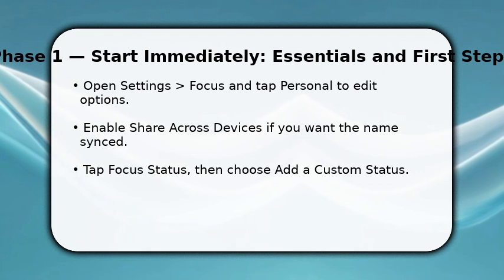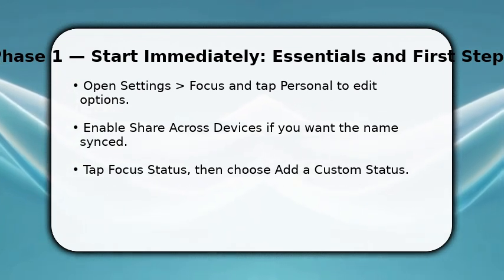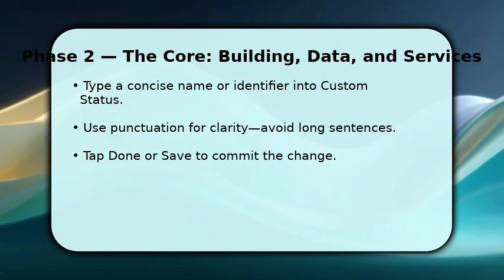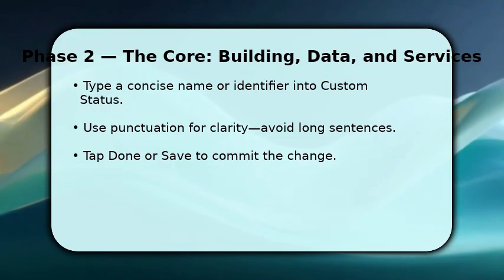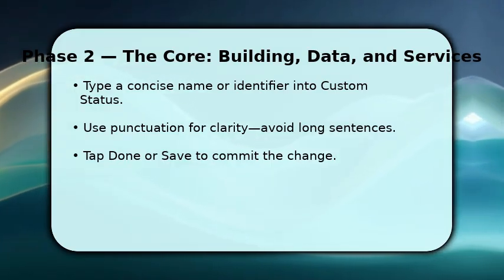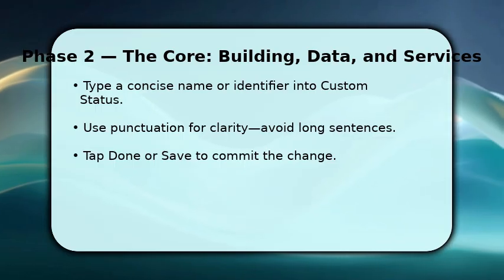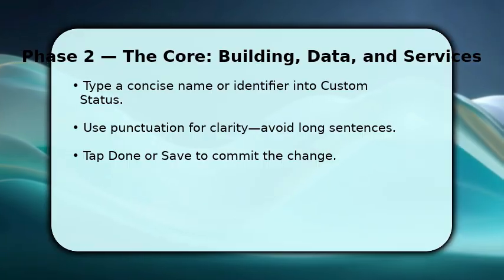Next, prepare a short display name you will type into the Custom Status field. Now type your chosen name into the Custom Status text box. Short is better for visibility. Once done, use punctuation to separate elements if needed. For example, Alex, work. Make sure the name is clear because Focus shares that exact string. After typing, tap Done to save the status.